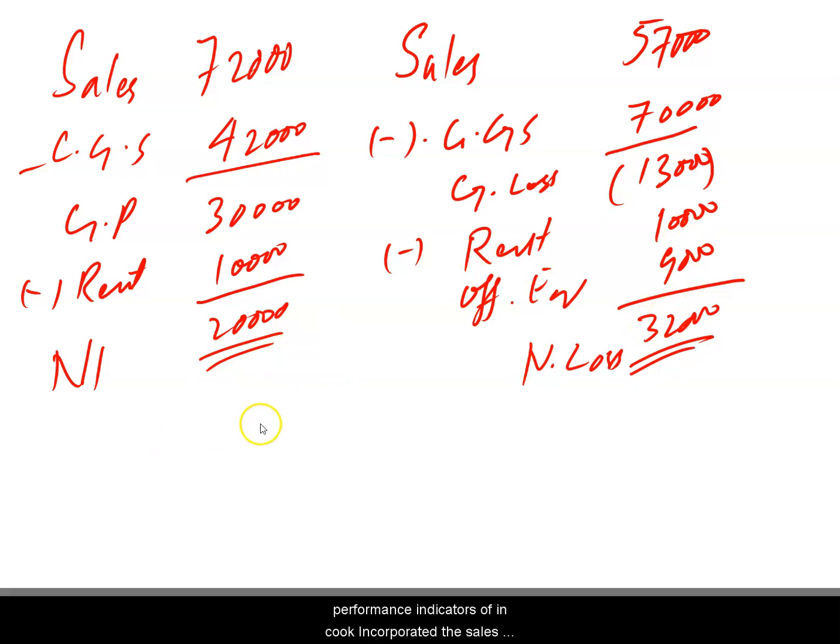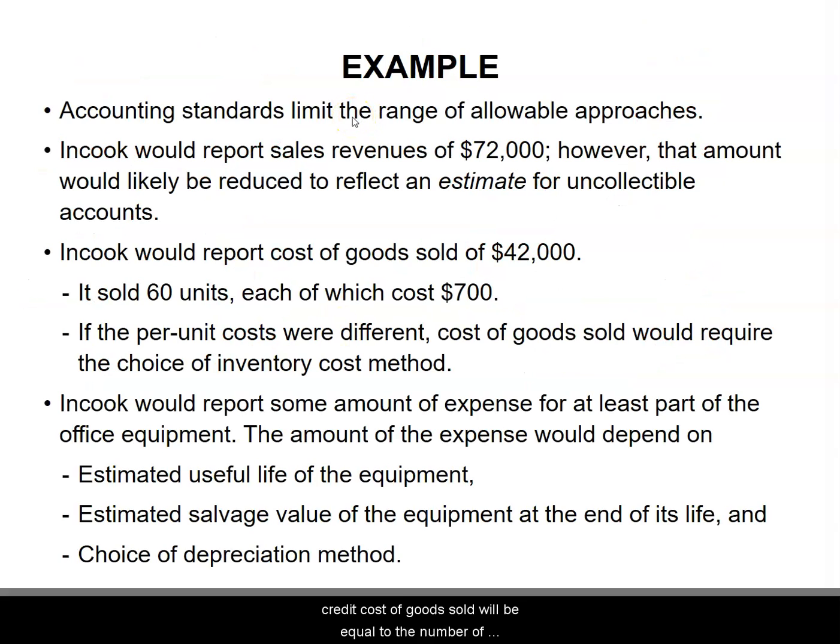Here we can see in the absence of standards, there is a great divergence between the net income reported here and the net loss reported here. So whether the company has earned money or has incurred a loss is not clear. Accounting standards, however, do exist, and they reduce the range of allowable approaches that can be used to report financial position or performance. In the case of InCook Incorporated, the sales revenue will be $72,000.